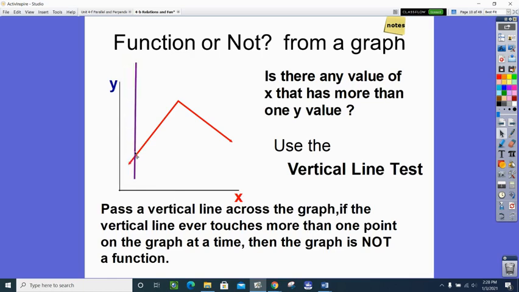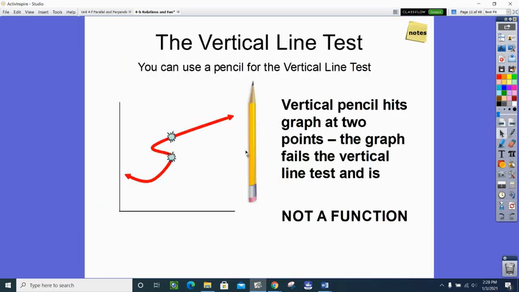But you notice as I pass this, I only hit 1 point on the red line at a time. This is a function. Now, wait a minute. Then what would one look like that's not? Well, here's an example. And if I take my vertical line, you can already see that right here, when I hit those 2 points, I'm hitting 2 points at the same time on a vertical line. Over here, if I move the pencil over here, I'm actually hitting 3. 1, 2, and 3. And what that is saying is whatever x value this is, it has multiple y's, and that would make it not a function.